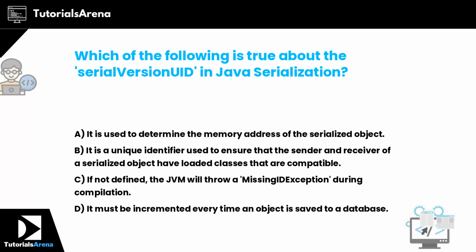Which of the following is true about the serialVersionUID in Java serialization? Answer is B. It is a unique identifier used to ensure that the sender and receiver of a serialized object have loaded classes that are compatible.